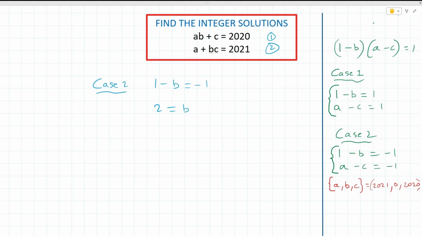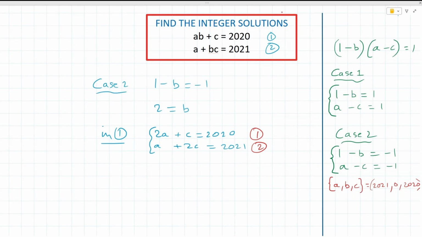Now we can always plug this equation back into one of the original equations. So we can imagine that b is 2 for this first equation and b is 2 for the second equation. So in equation 1, if b was 2, we would get 2a plus c, which is equal to 2020. And in the second line, we would get a plus 2c, which would be equal to 2021. Now this time we have a system of two equations with two unknowns, and we can use elimination or we can use substitution. Both are fine here.